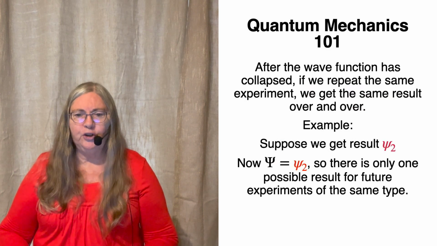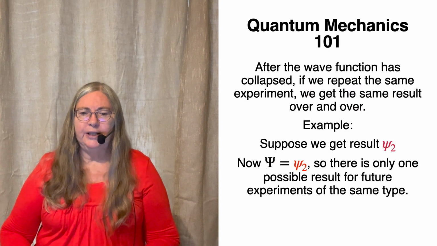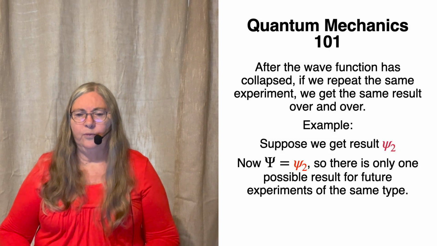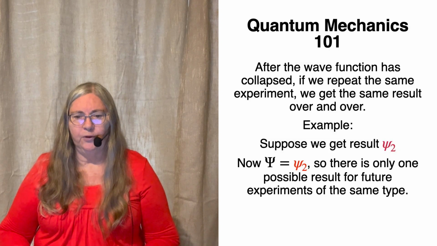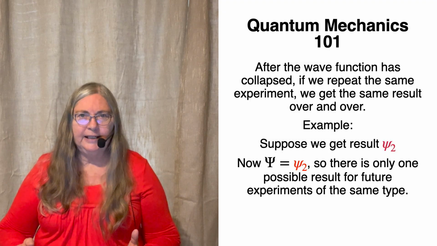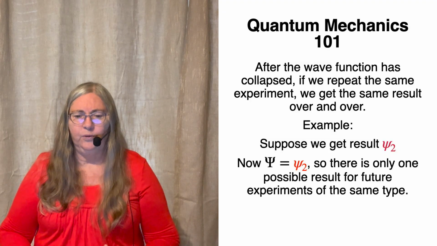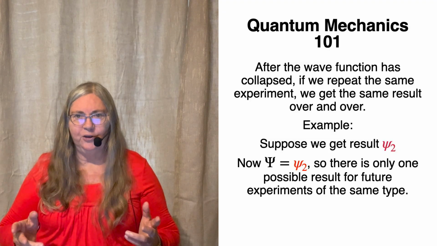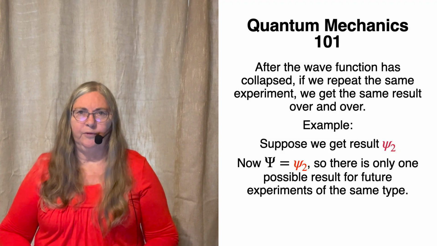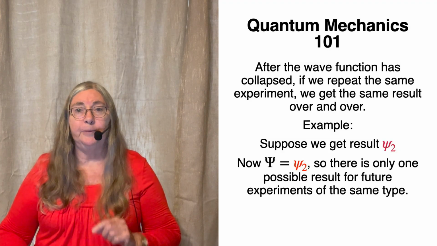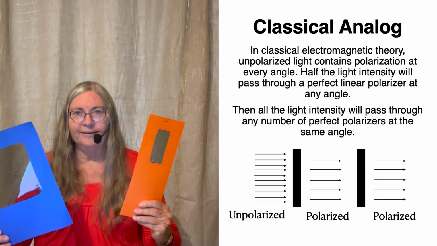Now, after the wave function is collapsed, if we repeat the same experiment, we get the same result over and over. As an example, suppose we get the result psi 2. Now psi equals psi 2. So there's only one possible result for the future experiments of the same type. So far, this is not so different from what we can do classically in measuring the polarization of light.